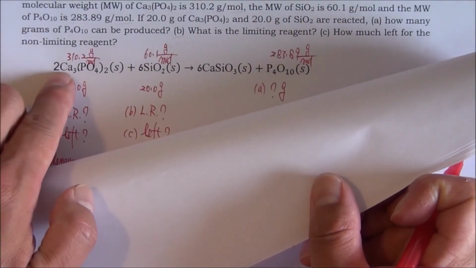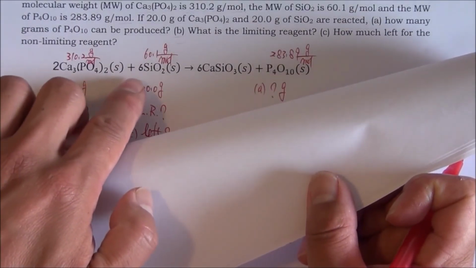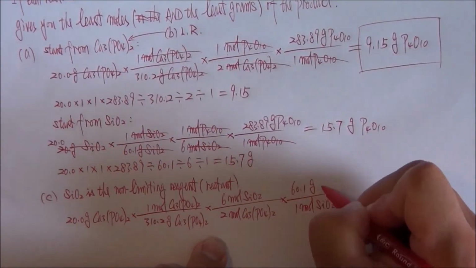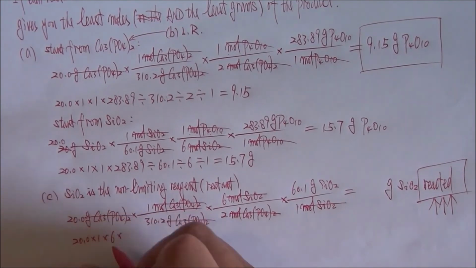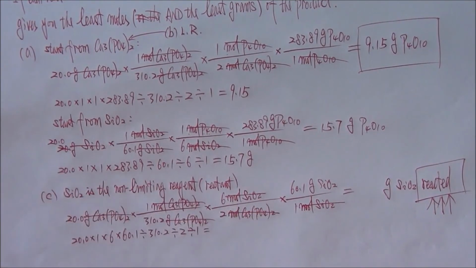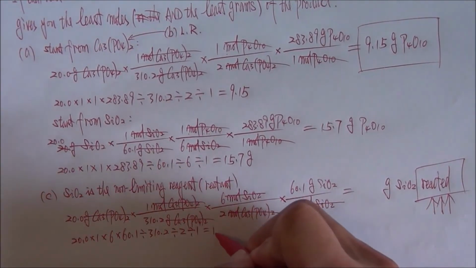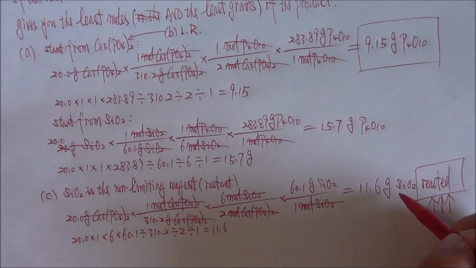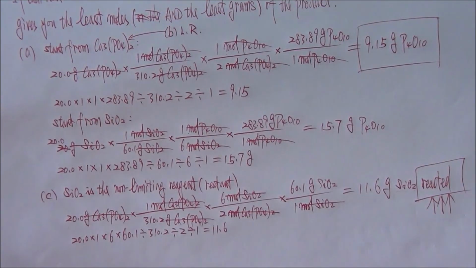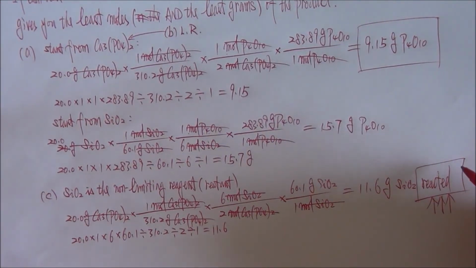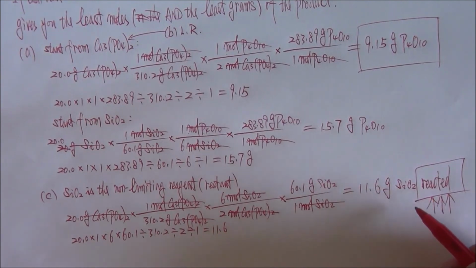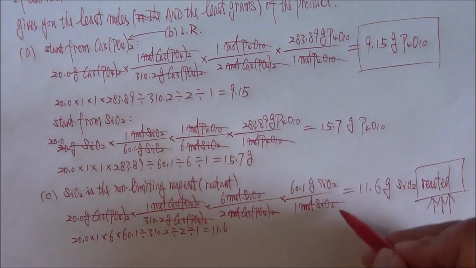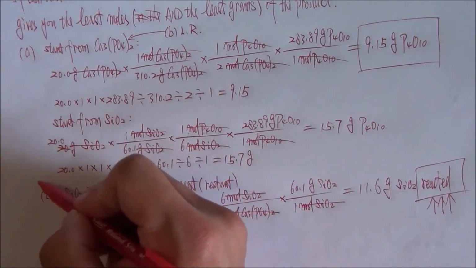2 moles of calcium phosphate react with 6 moles of silica dioxide. If you punch this formula into a calculator, you will get 11.6. Remember, we want to calculate how many grams of silica dioxide left after the reaction. What we calculated is how many grams of silica dioxide is reacted. Therefore, we need to take the difference between 11.6 and 20.0 gram.